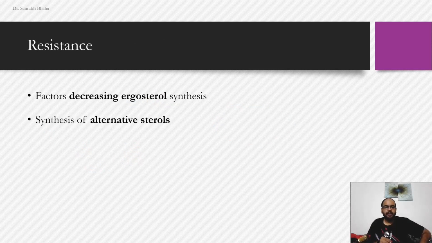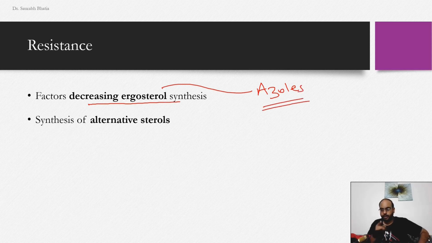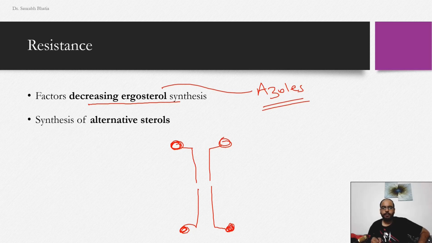Drug resistance. Factors that decrease ergosterol synthesis, which includes your azoles. Now you can see how azoles are increasing the fungal resistances. How does it happen? So here you have the amphotericin molecule. This is a very crude diagram of the micropore, and this is the cell membrane.